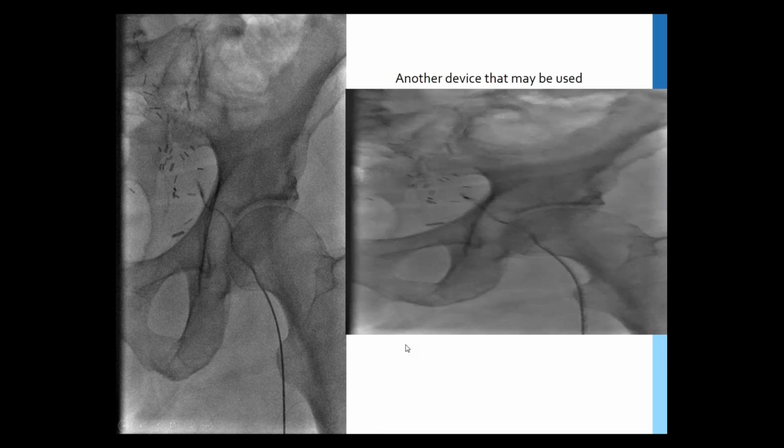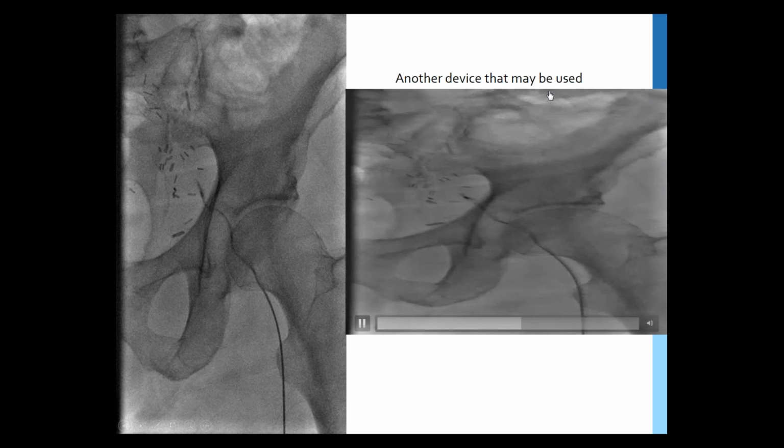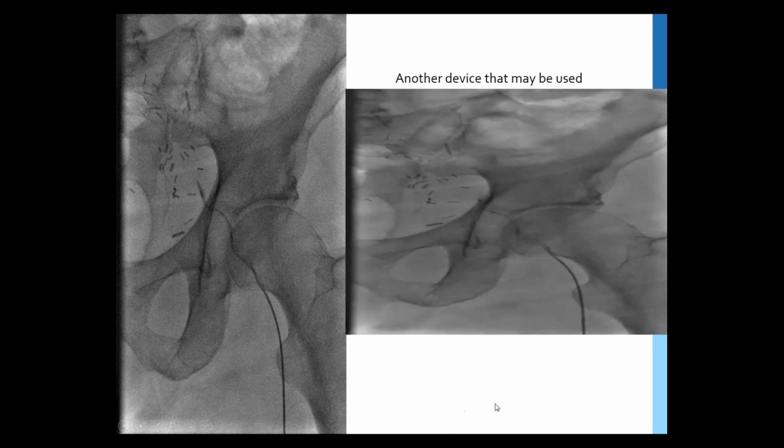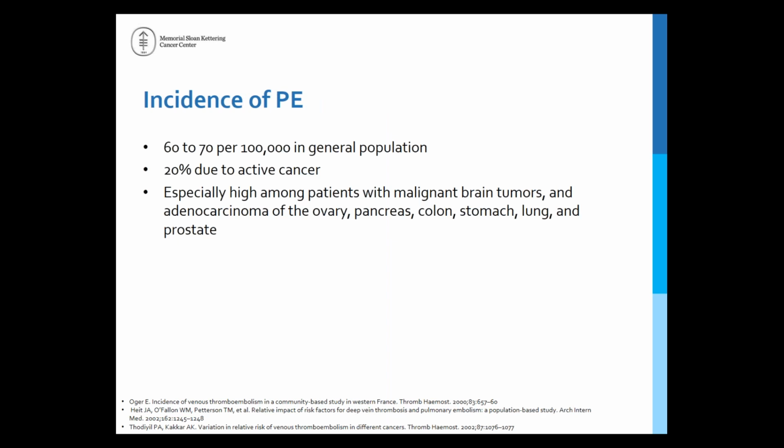Now, when we're trying to do mechanical thrombectomy, especially in the lower extremities, we have a multitude of different devices that we can use. We can use aspiration thrombectomy. We could use something more simple called the Cleaner, which is a rotational thrombectomy device that you can see in this picture. So there are many options that we could utilize. That concludes my section on phlegmasia cerulea dolens, and I'm going to move on to massive and submassive PE, which is becoming a more and more interesting topic that interventional radiologists are talking about.